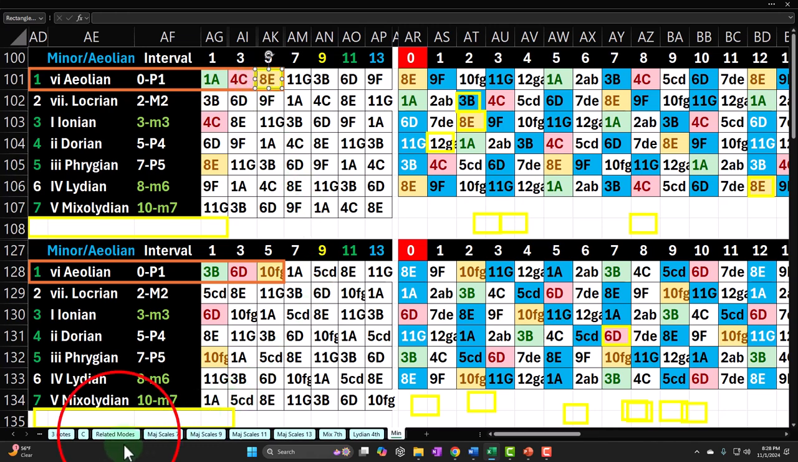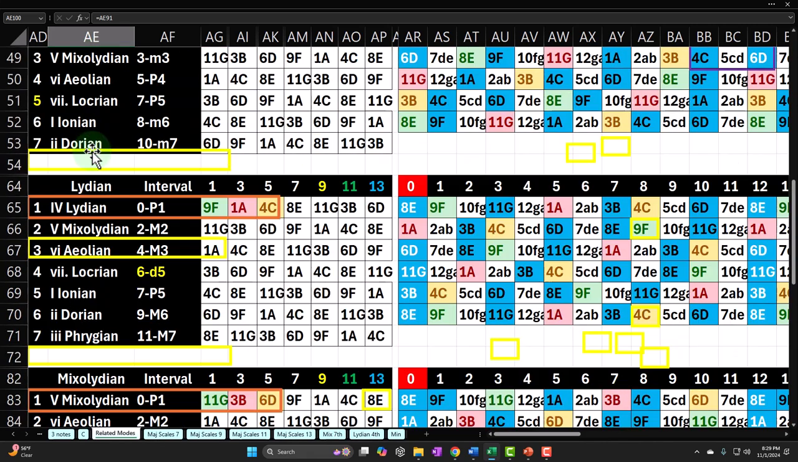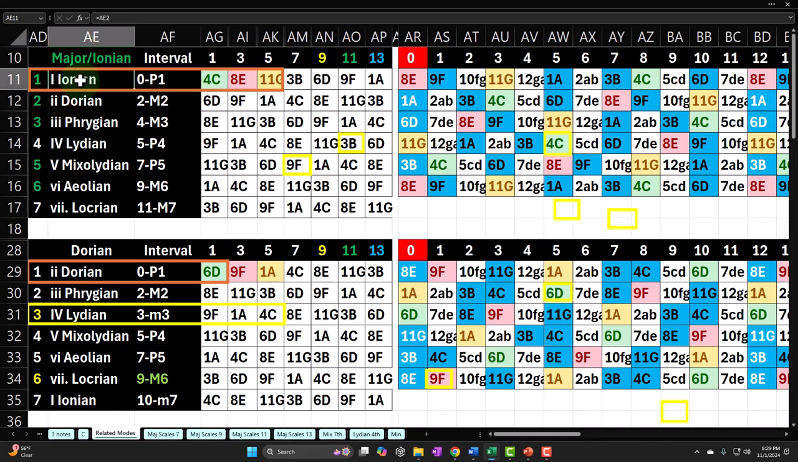So then we jump over to the relative modes worksheet to recap the idea that I'd like to learn the major scale, use it as our Rosetta Stone to compare all other scales to it. The major scale being the Ionian mode, and then the other main scale is the minor scale, which is also the Aeolian mode. So it's the 6th mode of the major scale. So I can look at it modally.